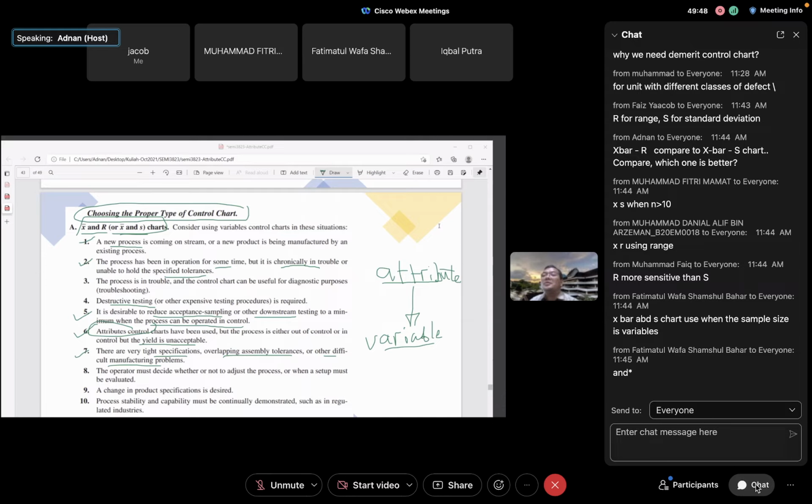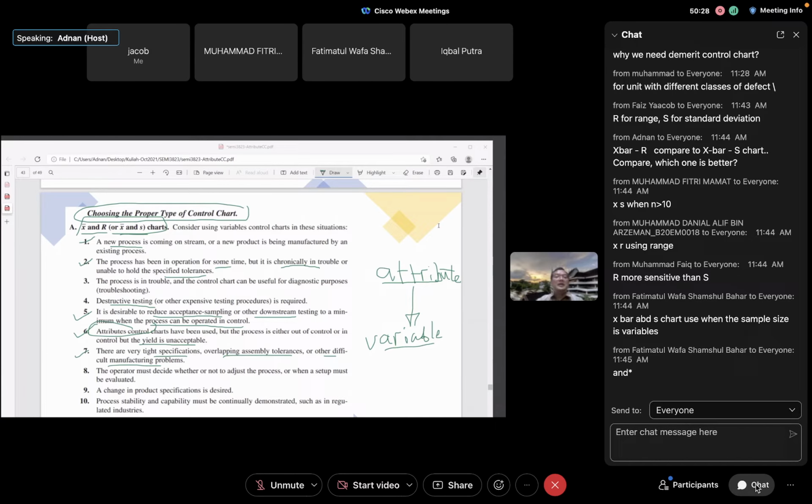X bar and S are used when the sample size is variable. Yes, both can be used. Of course, you're going to have variable control limits. So basically, the most significant difference is that S is for a bigger sample size, N greater than 10. R also can be used, but R gives the difference between maximum and minimum.